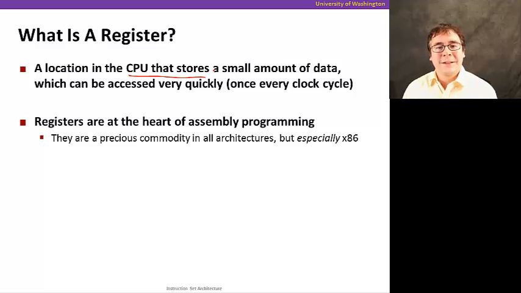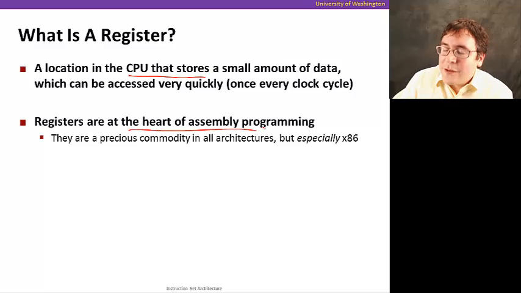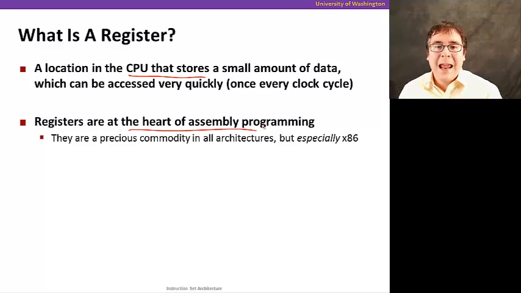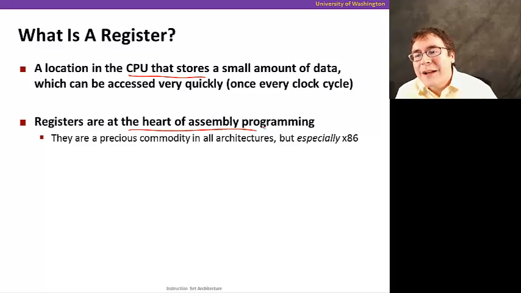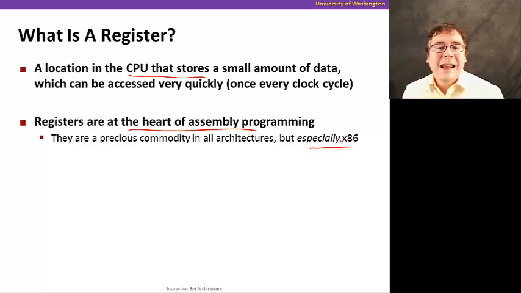The speed of light is limited, right? So if the speed of light is limited and you make things small, you can make them very, very fast. So registers are very fast locations, but they're very small, and they happen to be inside the processor. As we do some assembly programming, we'll see that registers appear everywhere. And they happen to be really precious because we only have a handful of them, especially in x86.